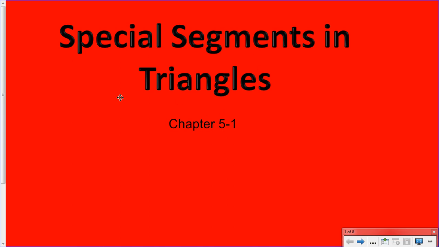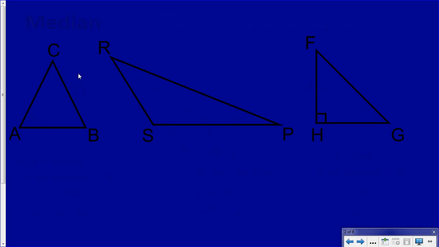This corresponds with chapter 5.1 in our textbook, and today we're going to be talking about median and altitude. So go ahead and turn to that first available page, and at the top you're going to put median. We're going to talk about medians first. Medians are a line segment, and when you think of the word median, you think of the word middle.